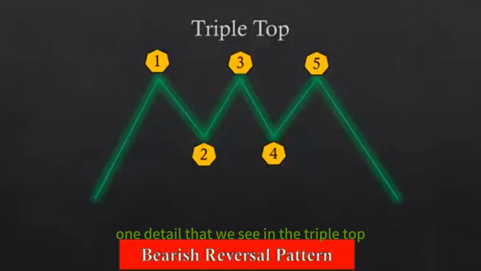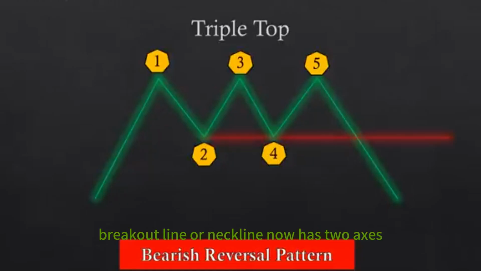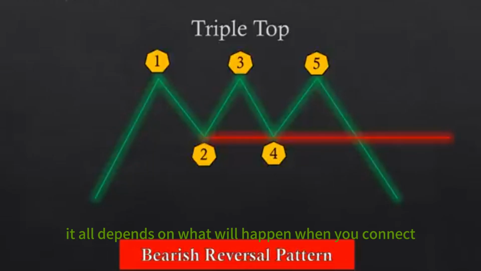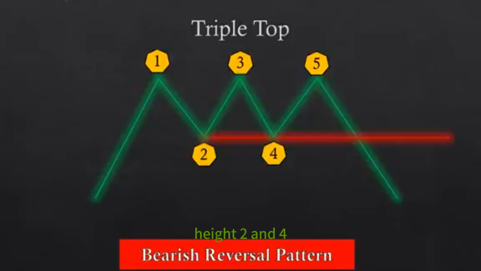One detail that we see in the triple top, but we don't see in the double top, is the fact that the breakout line or neckline now has 2 axes. So sometimes the line can be sloped instead of horizontal. It all depends on what happens when we connect lows 2 and 4 to form the neckline or breakout line.